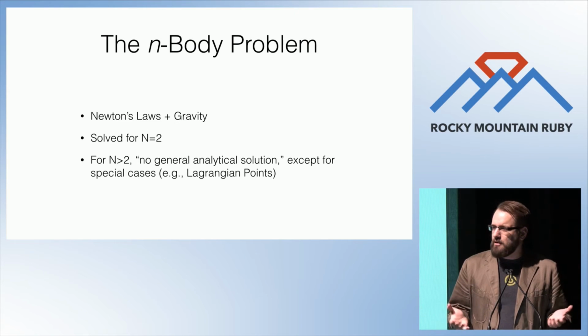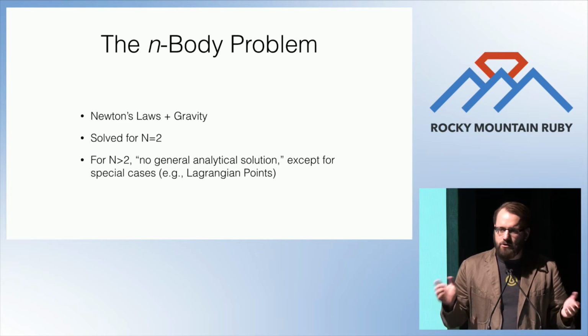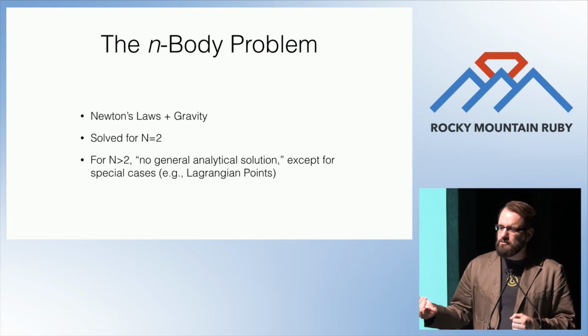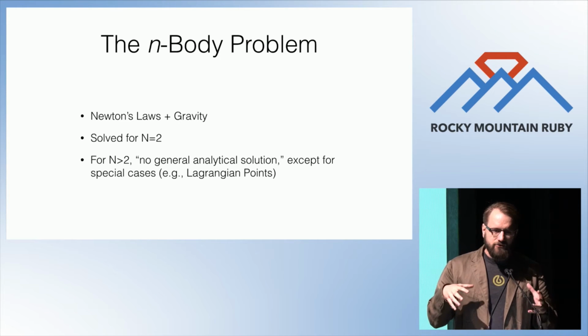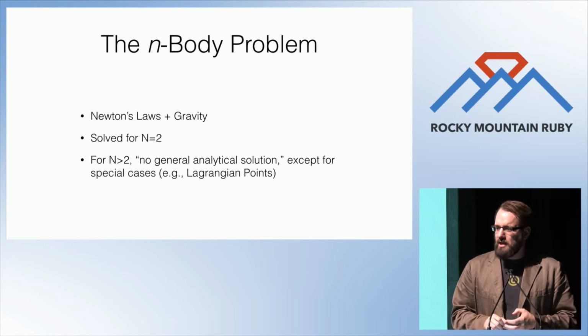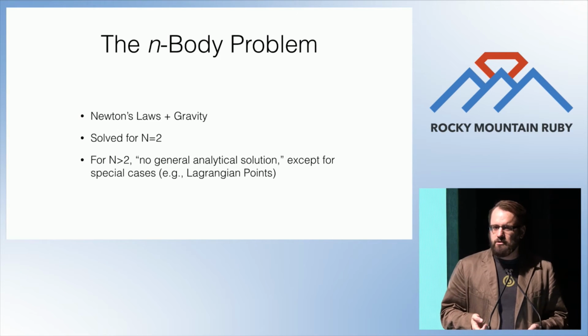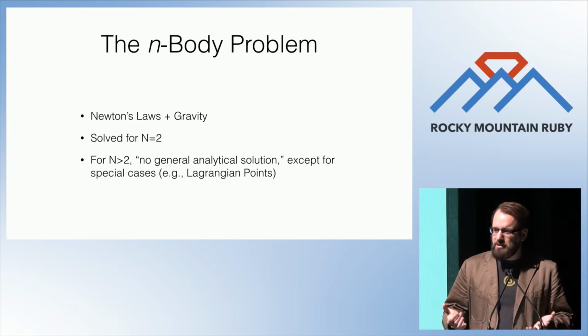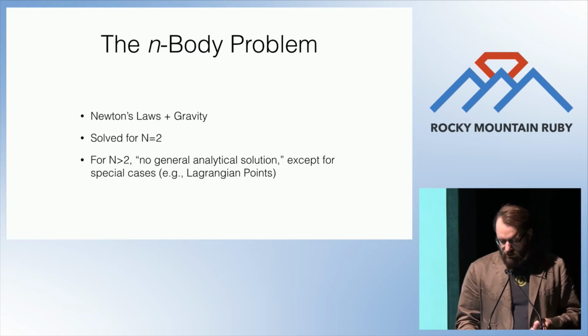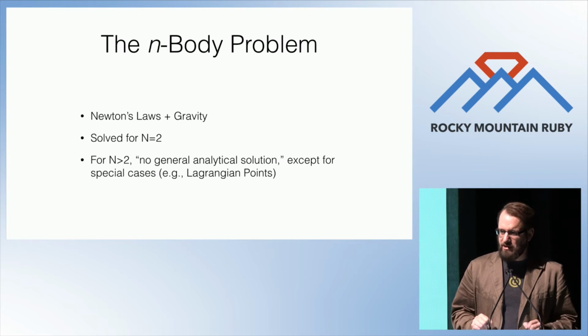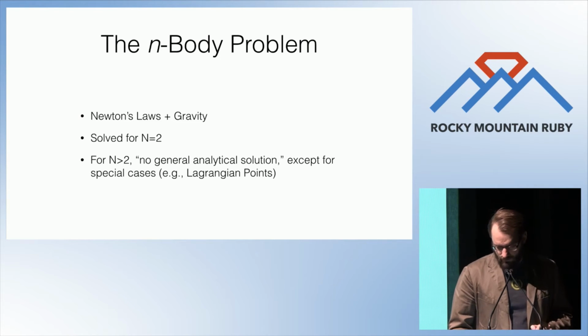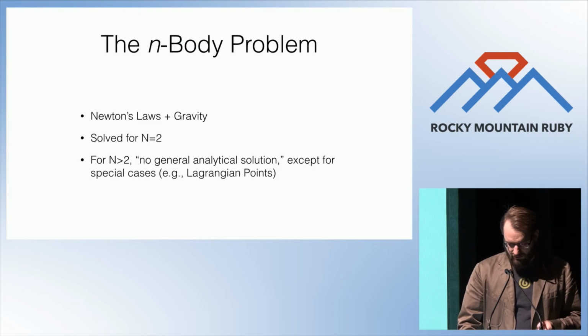It's basically solved for n equals 2. There are closed form solutions to that, but once you get beyond 2 bodies, unless you have very specific assumptions applied, there's actually no closed form solution to these problems. There's no periodic motion that happens. And very, very smart mathematicians have determined that this is true, so we can kind of assume that it is.